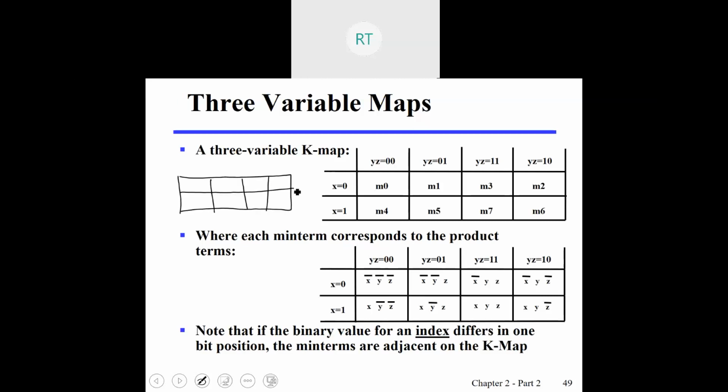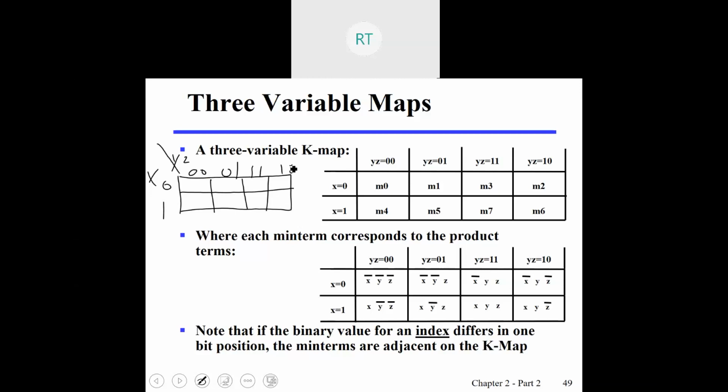How many do I have? 8, right? How come I have 8? Because I have x here and yz here, and x could be either a 0 or a 1, and yz could be 0, 0, 0, 1, please be careful, 1, 1, 1, 0. Be careful with this. This is how we write the K-map.